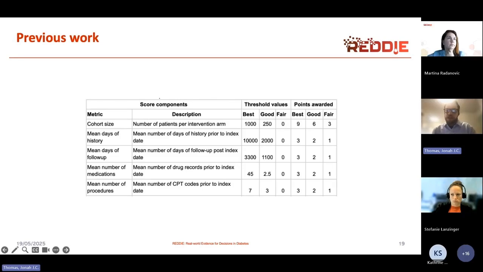Another tool that's been created is the fitness quotient. And the idea here is that you set a number of threshold values for what would be considered best, good, and fair for a number of variables. We can see here the number of patients in the intervention arm. The best would be 1,000 patients in that arm. They're talking about the mean number of days of history prior to index date being 10,000 being the best. And then if a data set meets this criteria, that data set is awarded a certain number of points. We can see for the best here it's 9, for good it's 6, and for fair it would get 3. And this would allow those totals to be summed for each data set. And that obviously gives the data sets a ranking as to how appropriate they are to answer the research question.